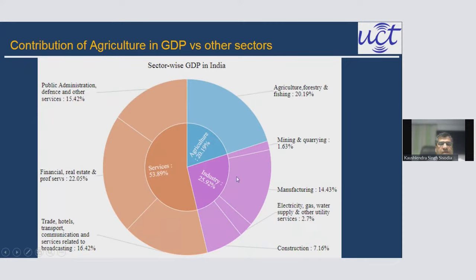And the industrial contribution is also still quite large, 25.92. Agriculture contribution is 20.19. It is lower than the other sectors, but still it is very significant. Compared to that, a lot of people are involved in agriculture, so this is very significant. And if we start improving our production, the contribution percentage-wise and in absolute terms would be more. We can improve it by using technologies.